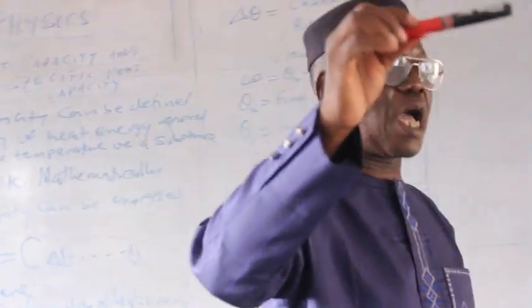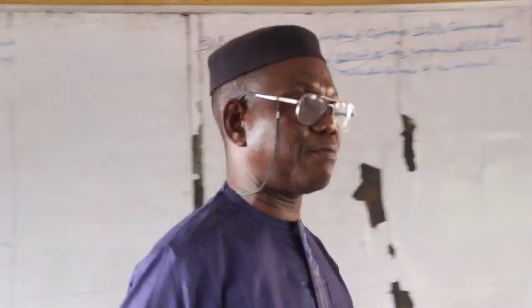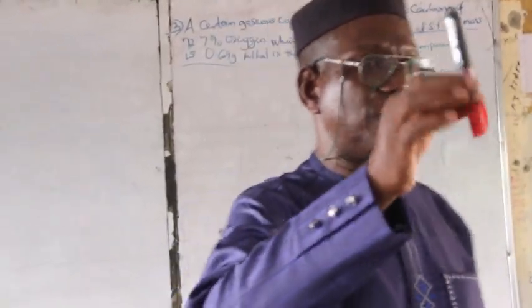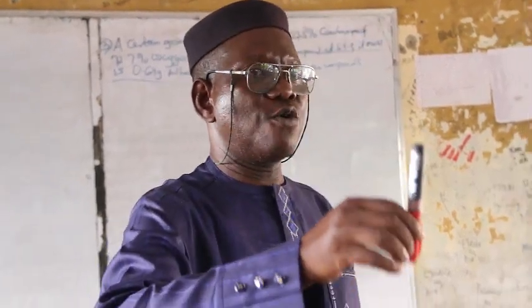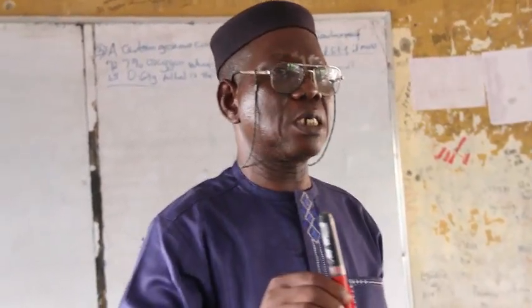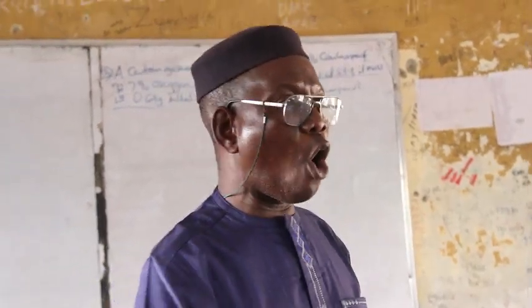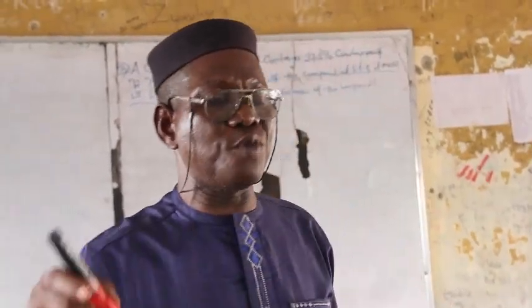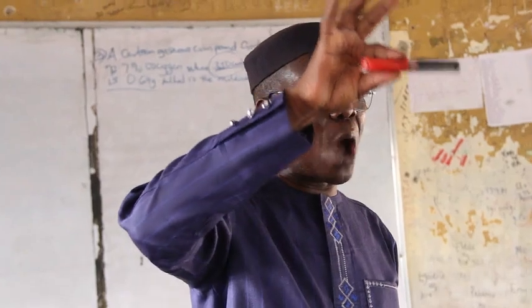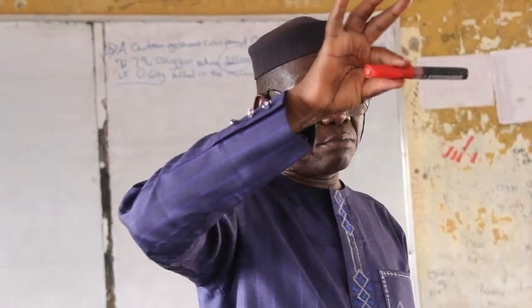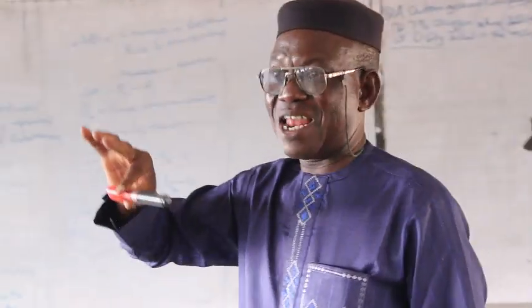If the mass of the marker I'm holding is 1 kilogram, then I need to determine its temperature. What is the quantity of heat I need to supply it for its temperature to change by 1, either to increase by 1, or the quantity of heat I will take away from it so that its temperature will drop by 1? That quantity of heat will be called specific because the mass is 1 kilogram. Because you are considering the mass now.